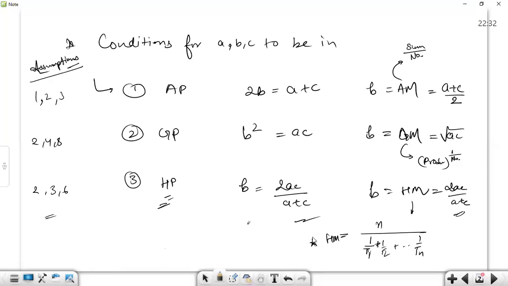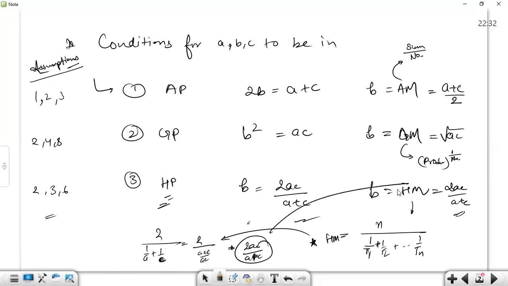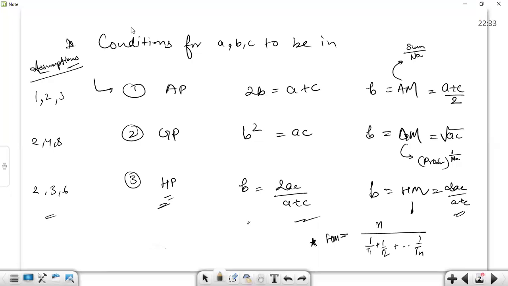And if we find the harmonic mean of two numbers, it is 2 divided by 1 by a plus 1 by b. Or if you're taking c, then 1 by c. Then it becomes 2 divided by, taking LCM ac, a plus c. ac goes up, so 2ac divided by a plus c. That's how it is formed. Just remember this formula clearly. Any doubts, anyone, for this formula? No, sir.